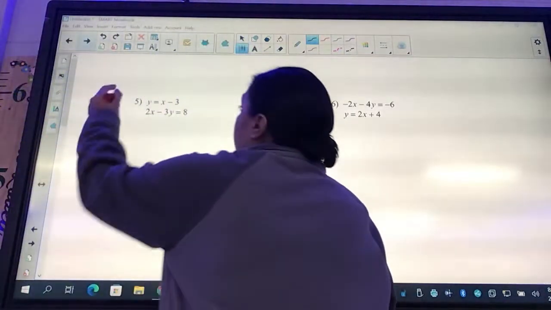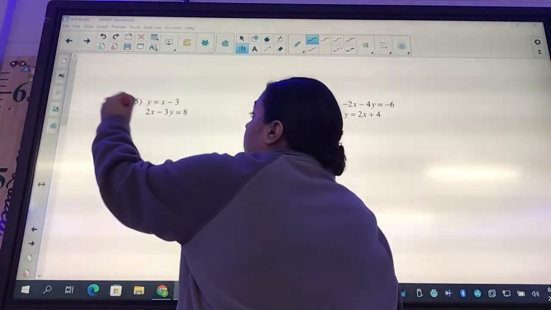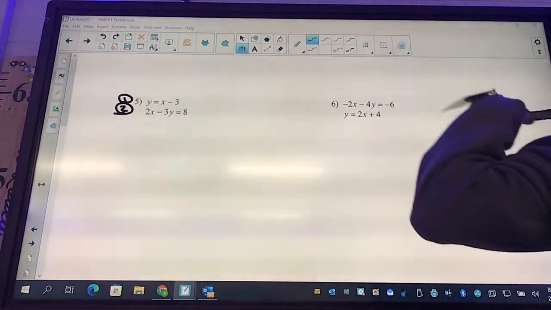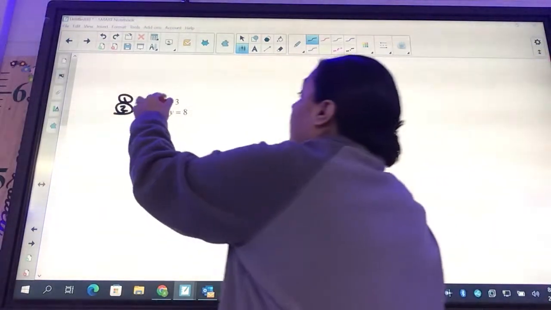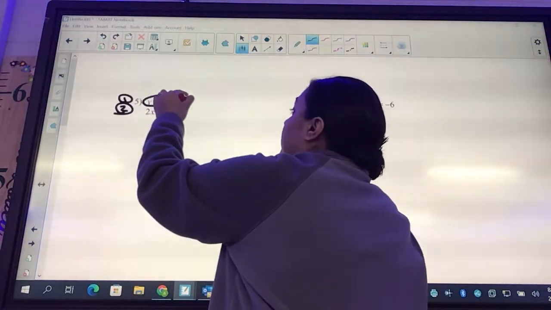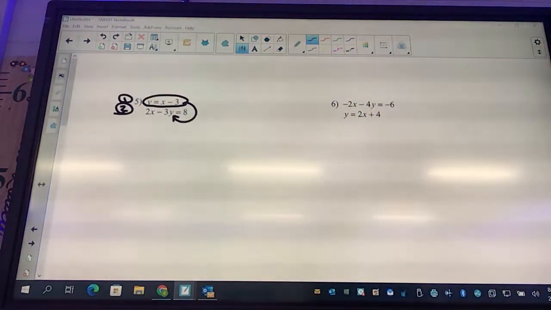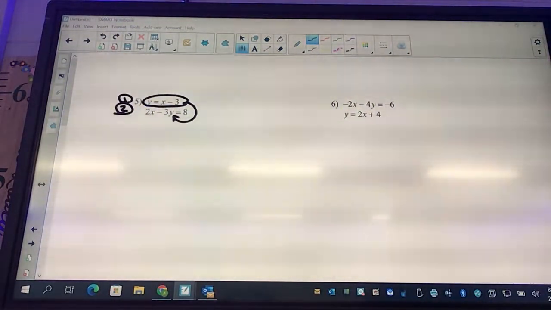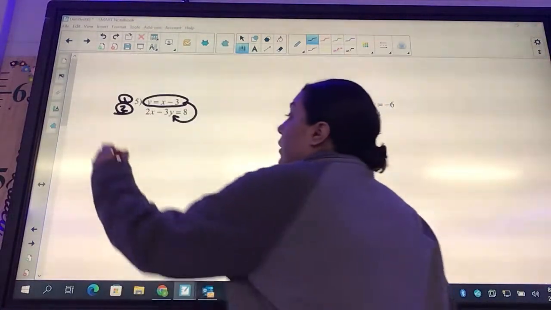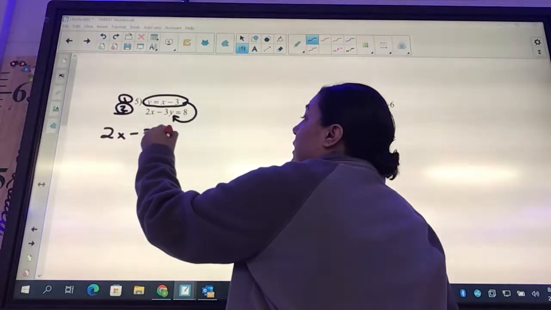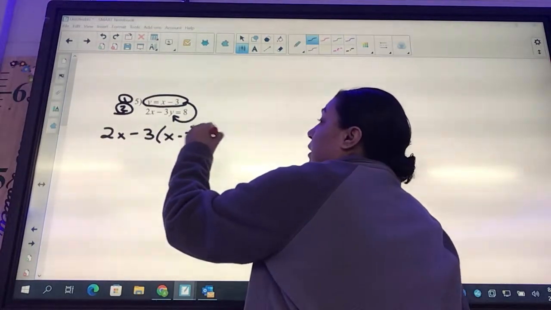Okay, 5, same thing, we're going to label. And which one are you going to circle? The top one. Okay, we're going to circle this one and it gets plugged into the other one. So you're going to get 2x minus 3 and my y is x minus 3 equals 8.